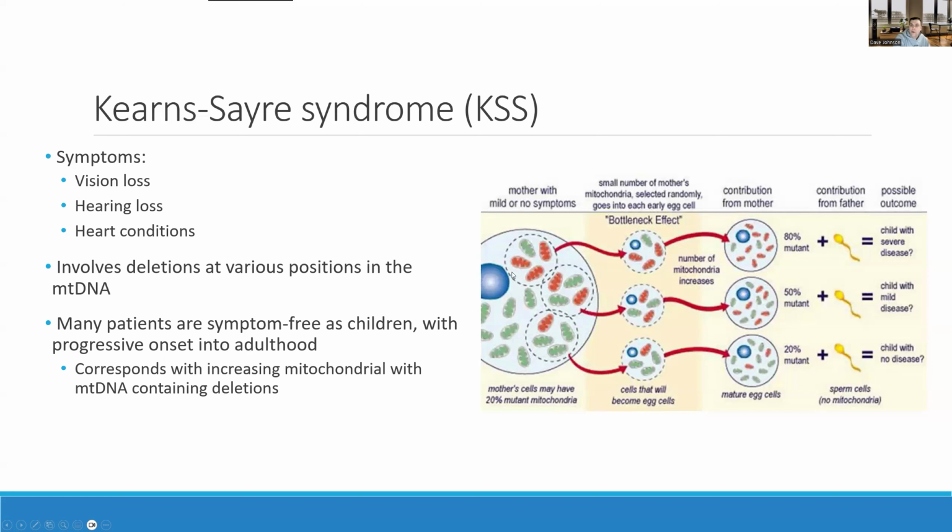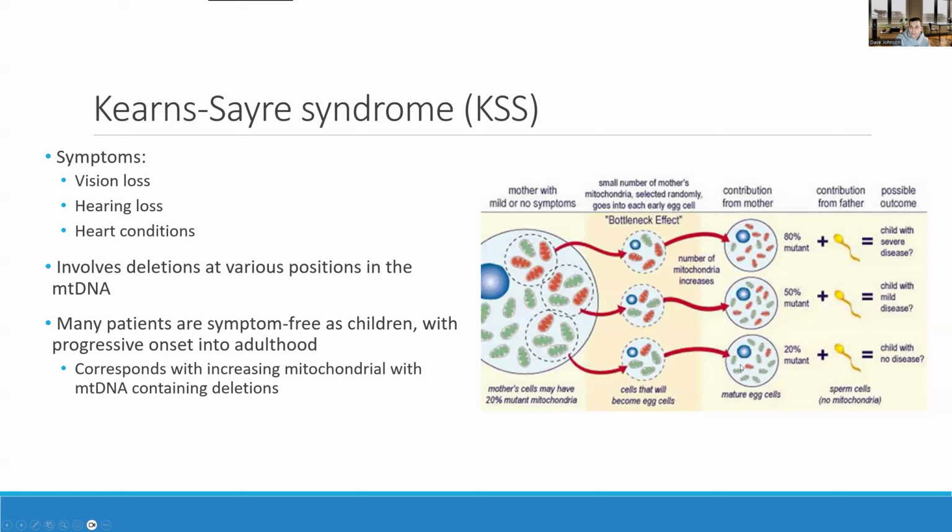Here's the mother with mild or no symptoms. These green mitochondria are healthy ones. These orange ones are the ones that are defective. And then when mom goes to produce the eggs or the cells that will become the eggs, the mother cells here are going to partition their mitochondria. And some of these cells will get lots of affected mitochondria. Some will have very few, and some will have about a 50-50 mixture.